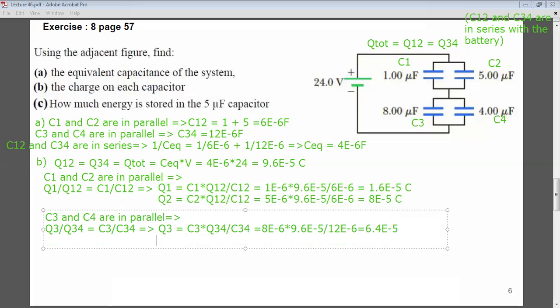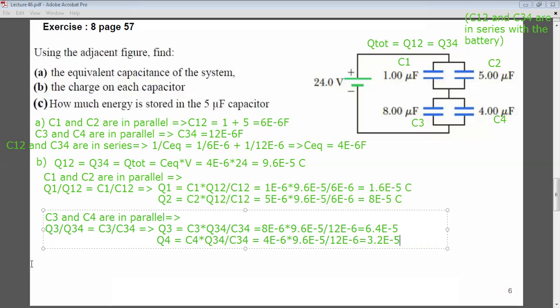And similarly, Q4 is C4 times Q34 divided by C34, and this is 4 e to the minus 6 times 9.6 e to the minus 5 divided by 12 e to the minus 6, and the answer is 3.2 e to the minus 5.